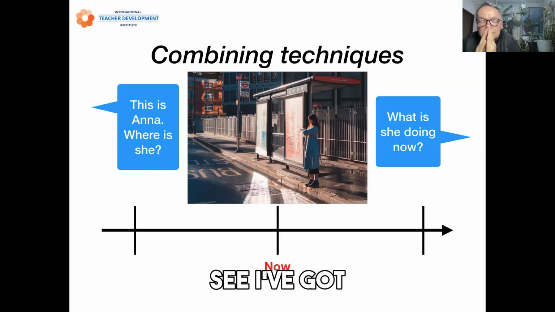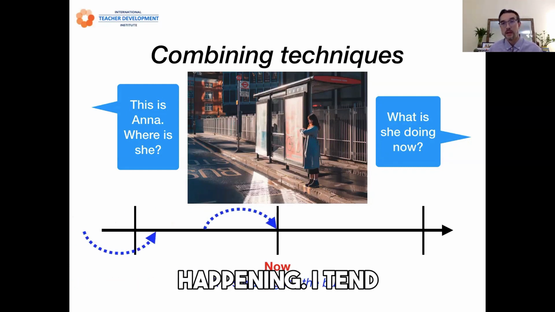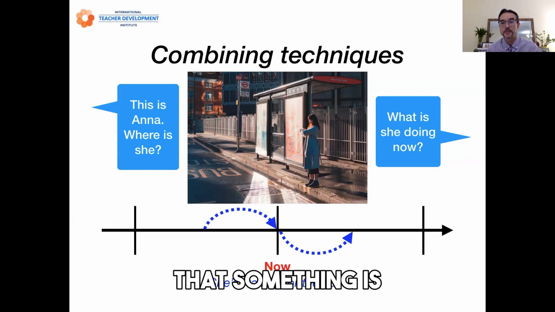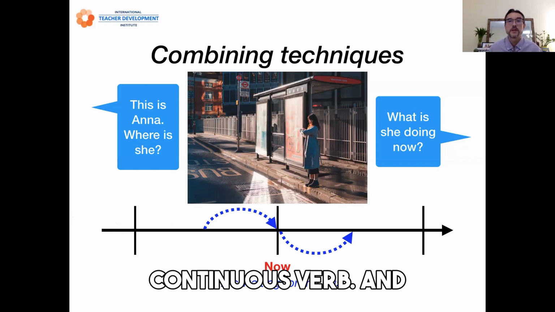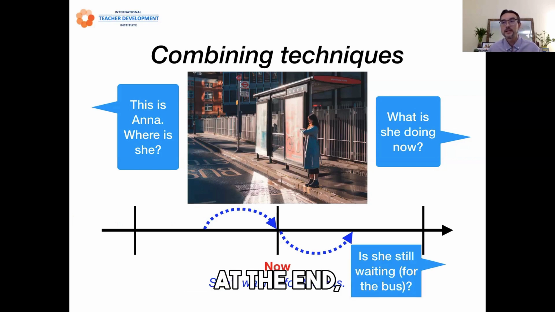And you can see I've got the now, and then she's waiting for the bus, and I'm going to show that happening. I tend to use a dotted line like this or a curvy line, just to show that something is ongoing when I'm using a progressive or continuous verb. And then the key question at the end: is she still waiting for the bus?